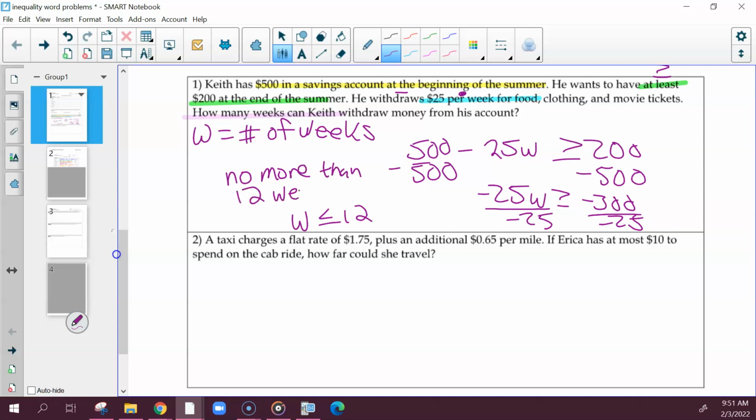Summer break is 3 months, and each month is about 4 to 5 weeks. Can you say at most 12 weeks? At most 12 weeks. So technically, he can spend for the whole summer, unless he wants to spend extra, which is probably not. So he can withdraw for no more than, or at most, 12 weeks to get at least $200 left at the end of summer. If he withdraws more than 12 weeks, he will have less than what he wants.